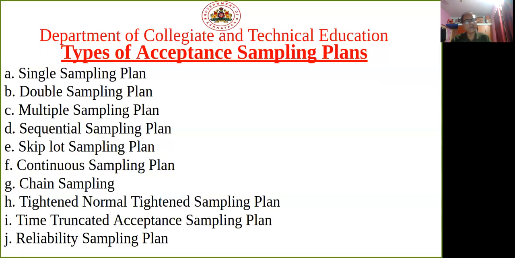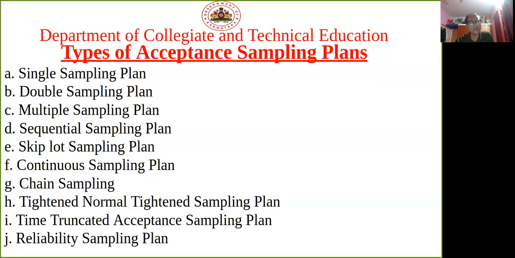As the name indicates, it is a double sampling plan, which means that two samples will be taken. First we are going to select the first sample, and depending upon the acceptance number, and there are so many criteria, with those criteria we will then select the second sample. That is called the double sampling plan.